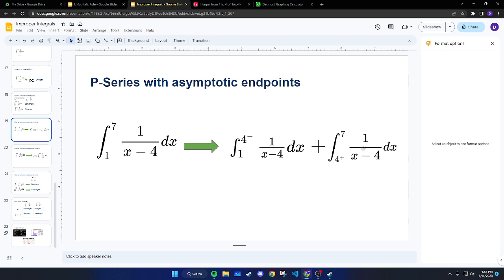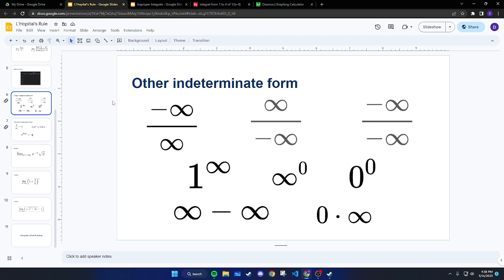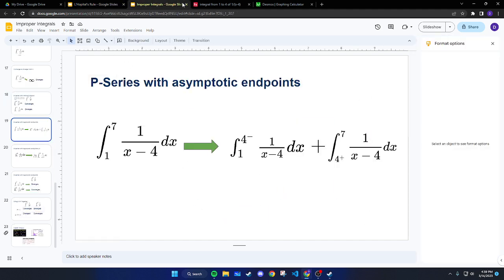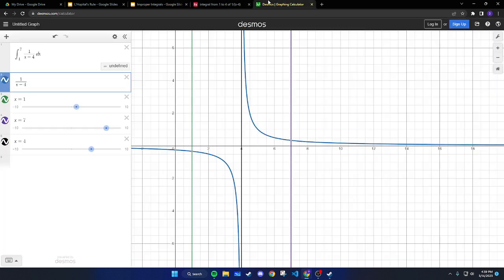For now let's go back to L'Hopital's rule and this idea of indeterminate forms, meaning it cannot be determined. So here we see that infinity minus infinity is indeed one of our indeterminate forms that we see in improper integrals, because this evaluates to negative infinity plus positive infinity. We can't determine that. You can't cancel infinity out to just be 0.